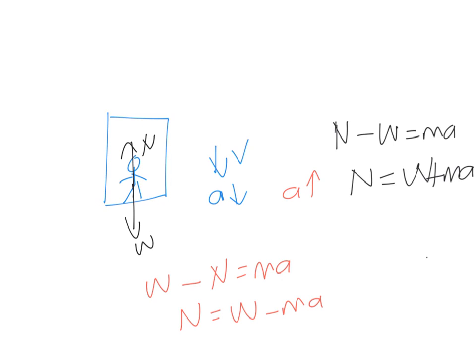But just before you stop, you will slow down, so your acceleration is upwards. So now normal minus weight equals to MA, because your normal is bigger than your weight. So your normal is weight plus MA, so you will feel the force that the floor exerts on you bigger than your weight. So the force that you exert on the floor is also bigger than your weight. That means you feel heavier.